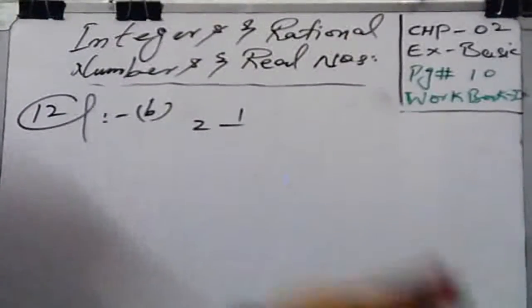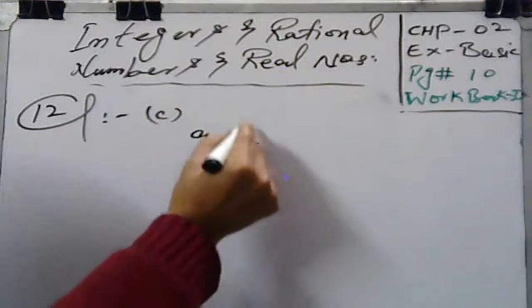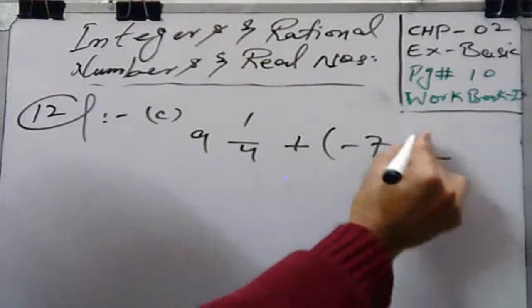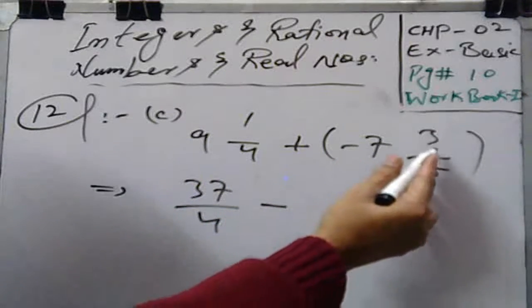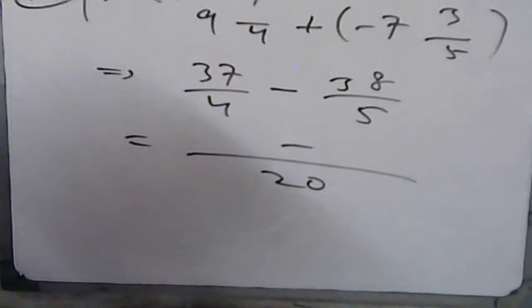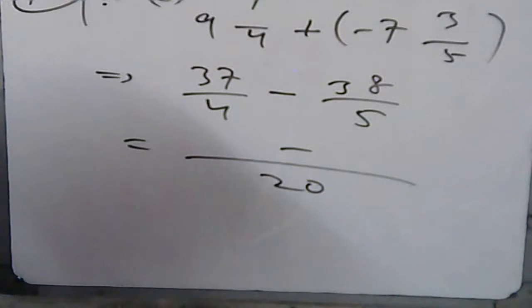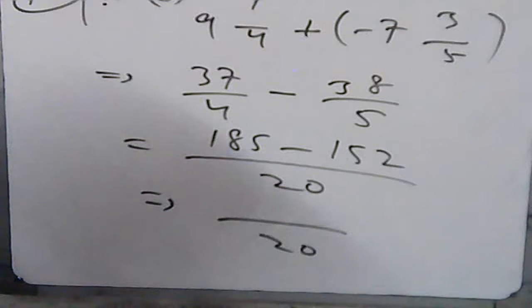Similarly, in C part, you should know how to find the LCM. The LCM methodology has been discussed many times, so I hope you are well familiar with how to find the LCM. 9 whole 1 by 4 minus 7 whole 3 by 5. Okay, 37 by 4, remove the whole number, 38 by 5, now LCM is 20. So 38 multiply by 4, you can say 152, and 37 multiply by 5, you can say 185. So 185 minus 152, so you can say 33 by 20 is your required result.